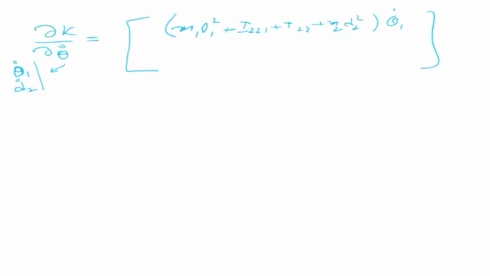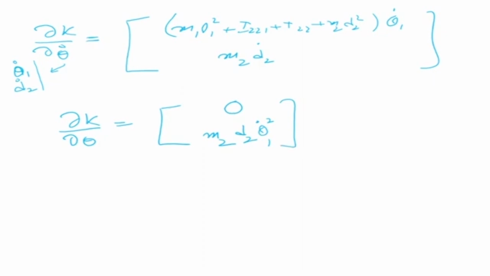So what we get is this term. Here it is m2 d2 dot. Okay, so this is the first term. Then dk by d theta: the velocity term does not have theta 1, so again just theta 1 and d. So what we get is m2 d2 theta 1 dot squared. Okay, so this is the second term we get.